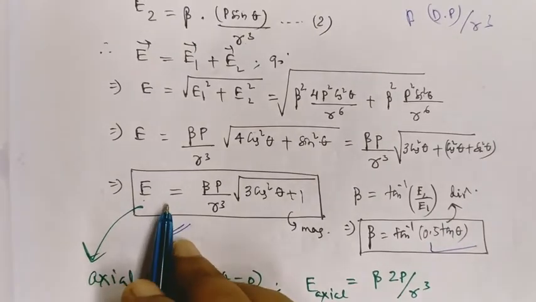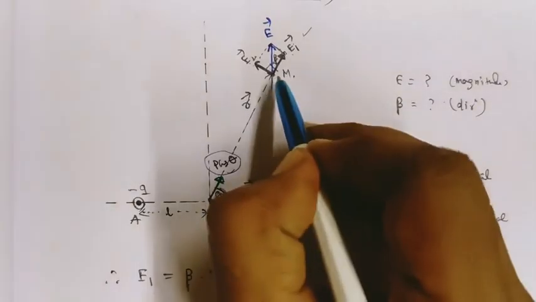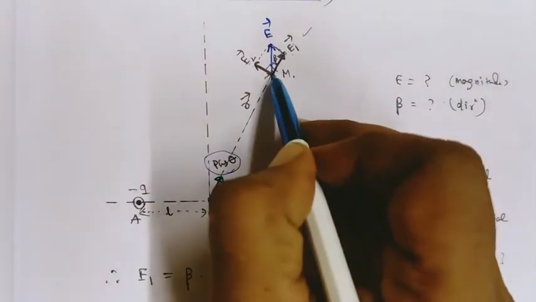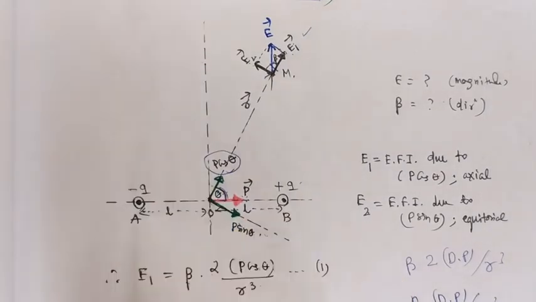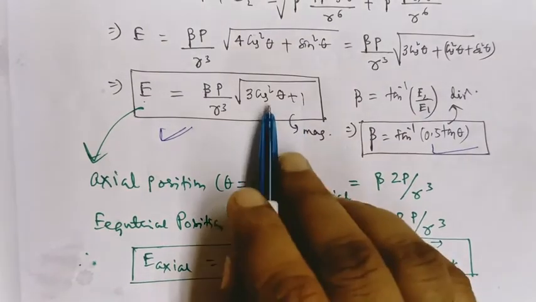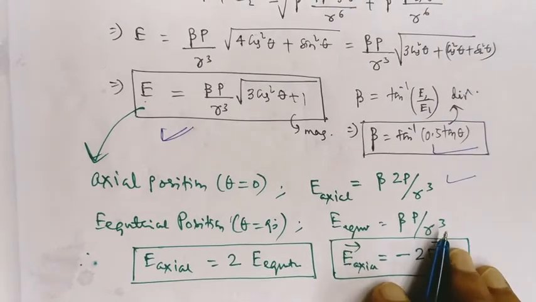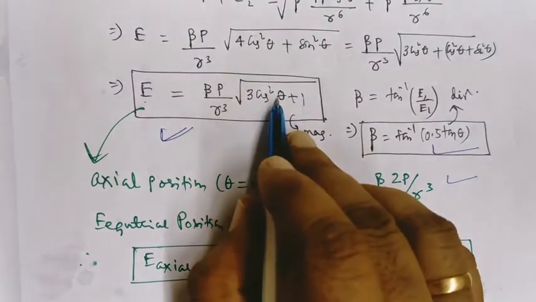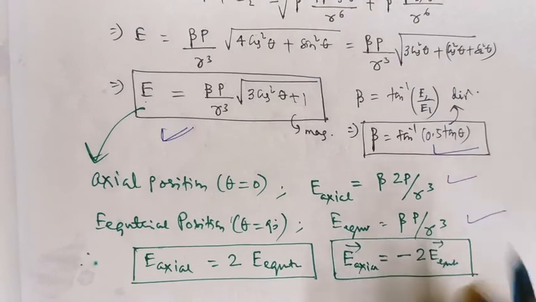This is the general formula. From this general formula, we can also derive case 1 and case 2. How? For axial position, point M will fall along the axis, so theta will be 0. For equatorial position, point M will be this one, so theta will be 90 degree. Keep in mind, for axial position, theta is 0. We put cos 0 is 1, 3 plus 1, 4, root over 2, that is K 2P by R cube. For equatorial position, theta will be 90 degree. Cos theta is 0, so K P by R cube. So from general formula, we can also derive case 1 and case 2.